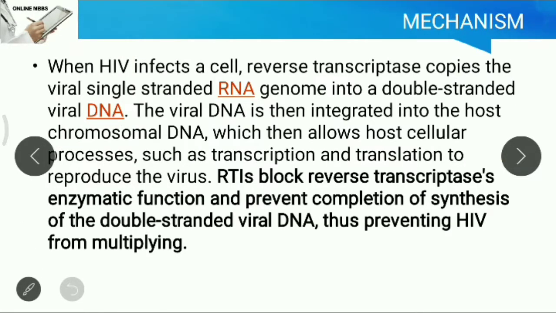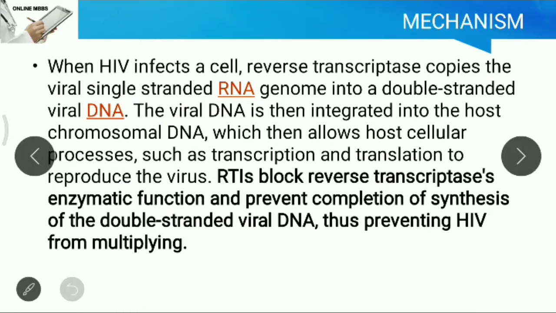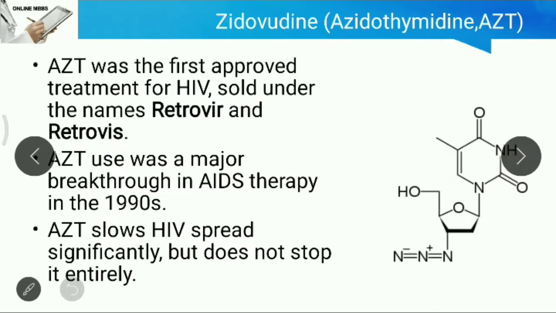Mechanism: how these drugs act. When HIV infects a cell, reverse transcriptase copies the viral single stranded RNA genome into a double stranded viral DNA. The viral DNA is then integrated into the host chromosomal DNA, which then allows host cellular processes such as transcription and translation to reproduce the virus. RTIs, that is reverse transcriptase inhibitors, block reverse transcriptase enzymatic function and prevent completion of synthesis of the double-stranded viral DNA, thus preventing HIV from multiplying. So this is the mechanism, how the drug acts.